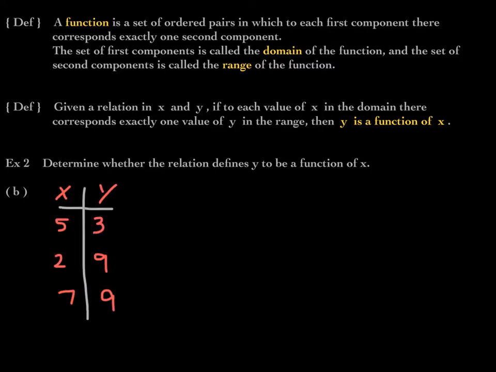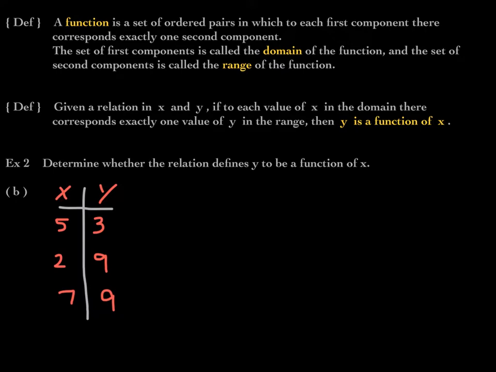Check out this next relation. I've illustrated the relation differently, but it's still a relation. Here are the ordered pairs: (5, 3), (2, 9), (7, 9). Think about this one carefully. I invite you to pause the video and think about this on your own. Does this relation define y to be a function of x? I'll give you some time to think about it.